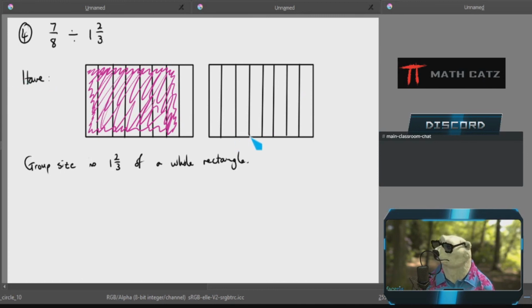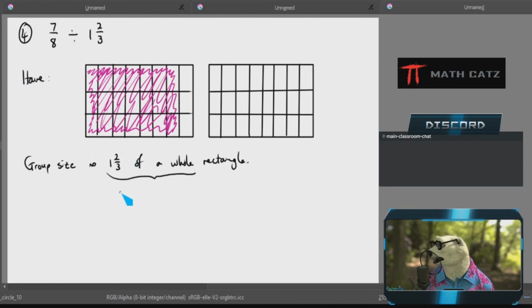But same as before, I need to split it up sideways into 3, right? So let's do that. Thirds. Here we go. And there we are. So now I can see, okay, this means one whole rectangle has 3 rows, and then 2/3 of another one, that's 5 of the rows. That is a whole bunch.